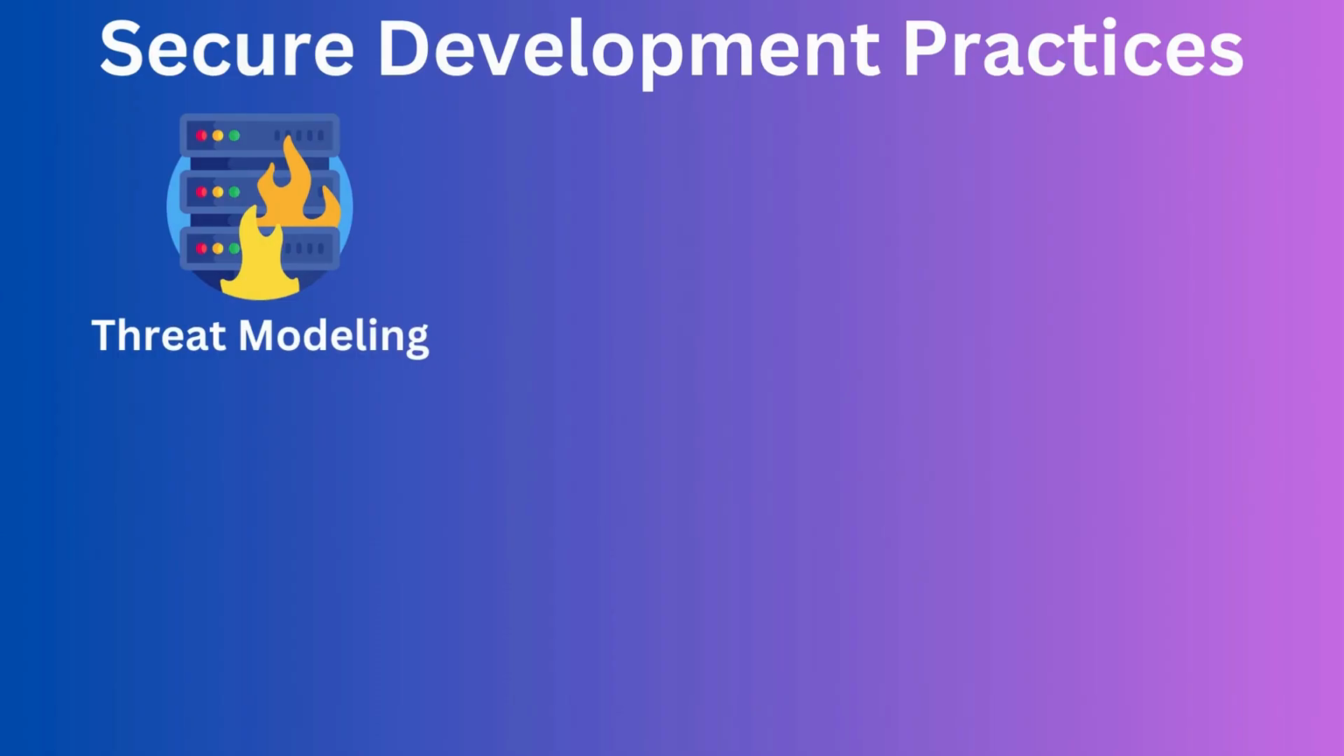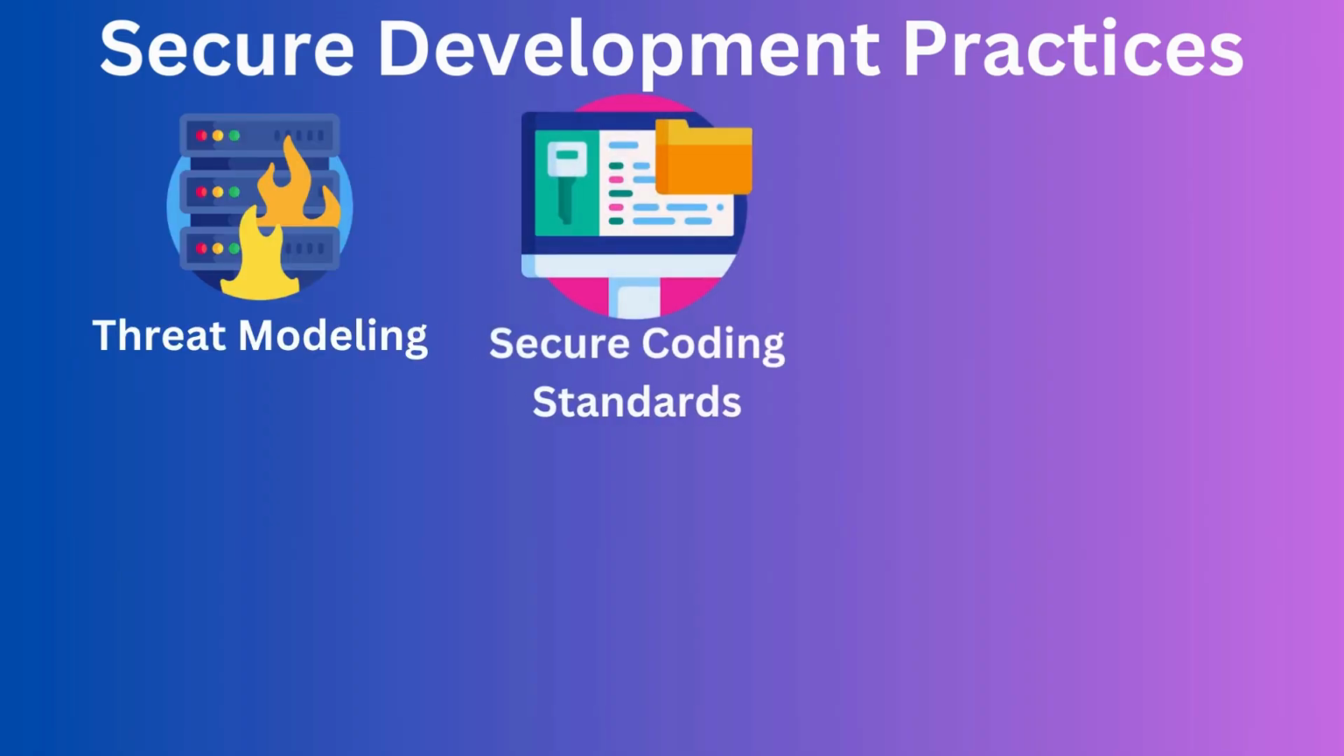Secure development practices. Threat modeling. Start by identifying potential security threats and vulnerabilities in your application. Conduct threat modeling exercises to understand where security risks may exist. Secure coding standards. Develop and enforce secure coding standards within your development team.